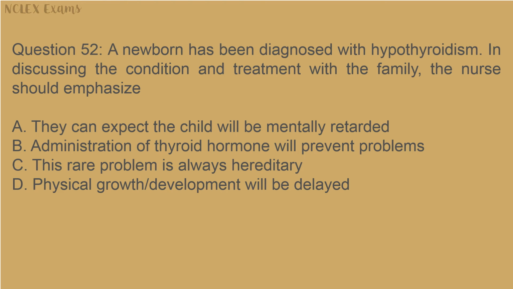Question 52. A newborn has been diagnosed with hypothyroidism. In discussing the condition and treatment with the family, the nurse should emphasize: A. They can expect the child will be mentally retarded. B. Administration of thyroid hormone will prevent problems. C. This rare problem is always hereditary. D. Physical growth and development will be delayed.